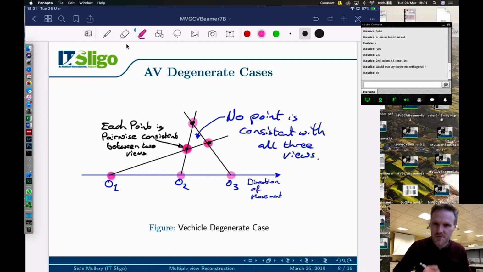Check it between these two. Yes, I've got a solution. Check it between these two, and yes, I've got a solution. And I think I'm great. But the problem is they're all different points, and it didn't actually work.